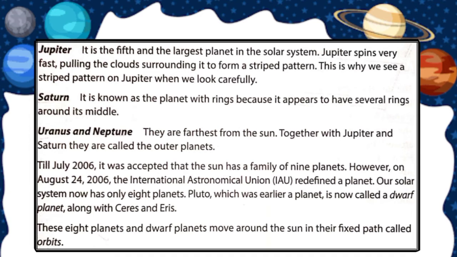Even till July 2006, it was accepted that the Sun has a family of 9 planets, not 8 planets. However, on August 24, 2006, the International Astronomical Union, means IAU, redefined a planet, and our solar system now has only 8 planets, and out of 9, Pluto, which was earlier a planet, is now called a dwarf planet.